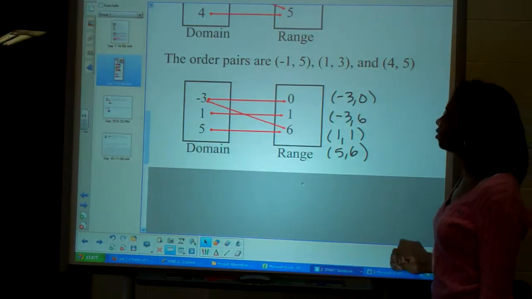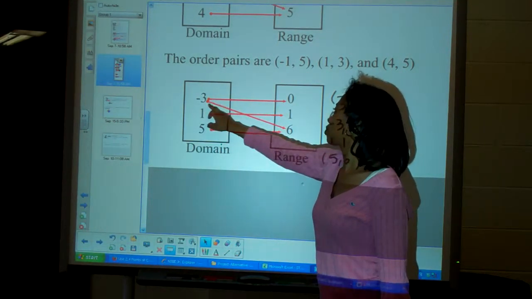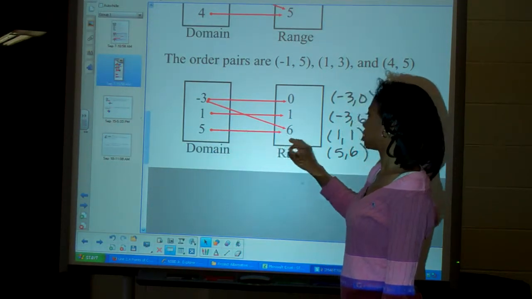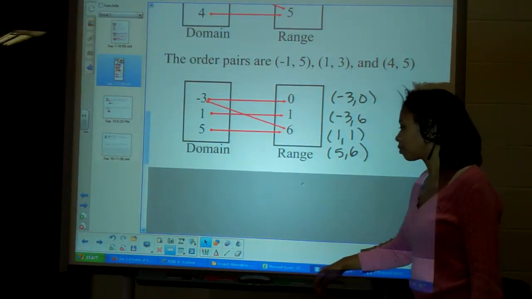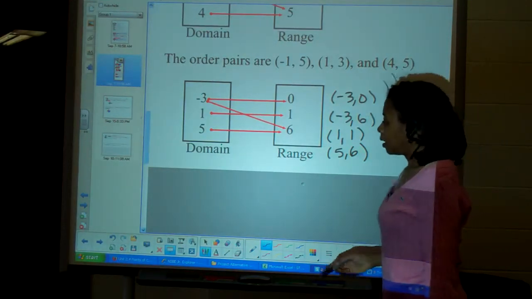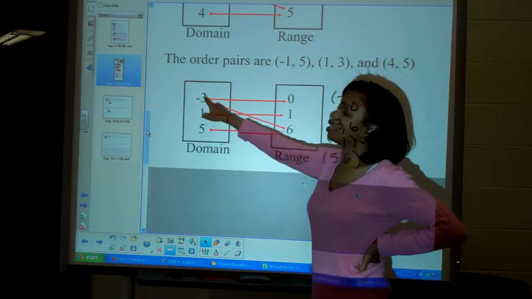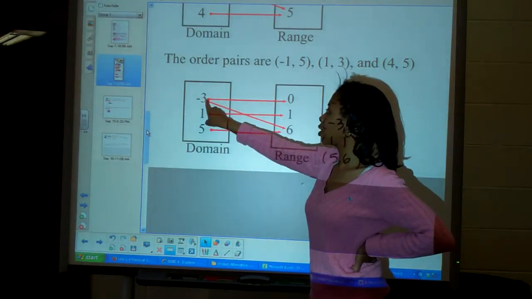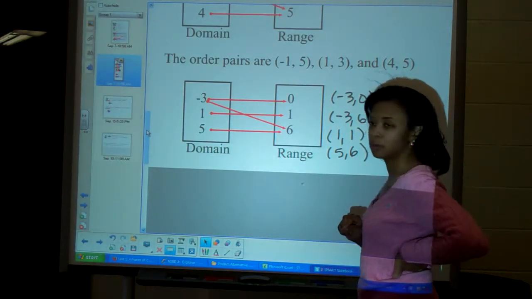And then next we have another example here. -3 goes to 0. -3 is associated with 6. You have 1 to 1 and then 5 to 6. Okay? These are our ordered pair values. And the question is, is this a function? Remember, you can only have one input going to one output. Well, this input, -3, goes to 2 different places, so this would not be considered a function.